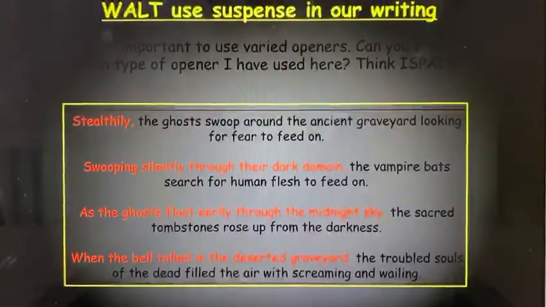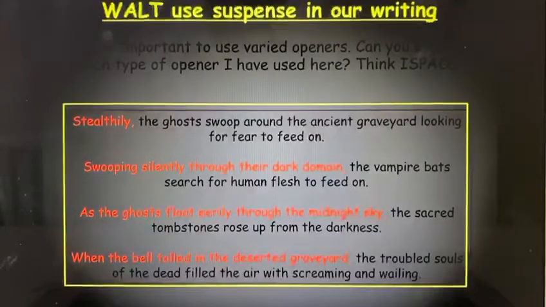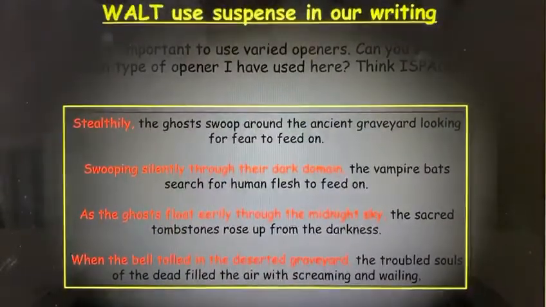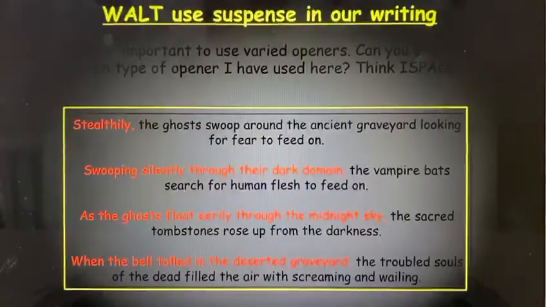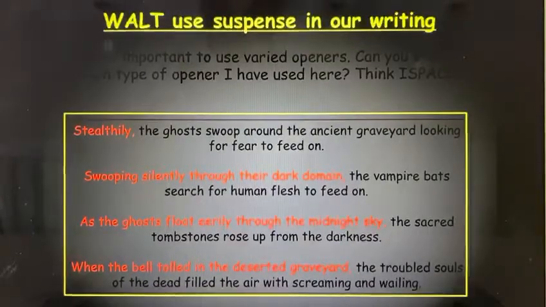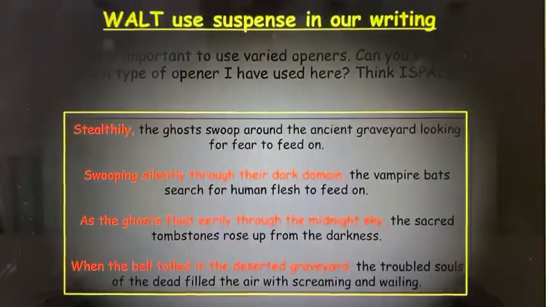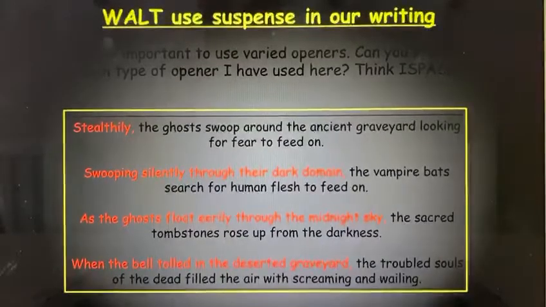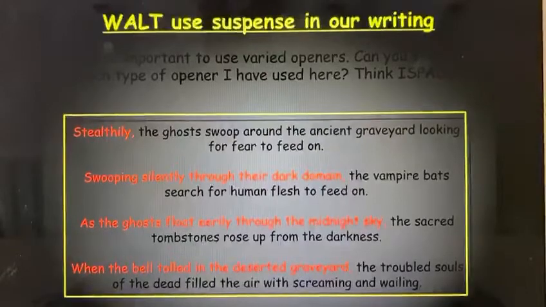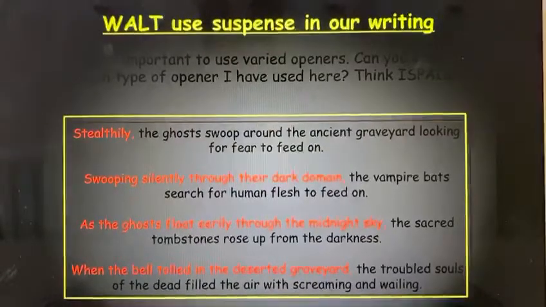So it is important to use varied openers in our story writing. When you're planning your writing and when you're actually writing, try and think about these different things. So the first thing is the openers that we're going to focus on. And I've written some sentences here. I want you to think, can you spot which type of opener I've used here? Think about the I space, so your ing, your similes, prepositions, adverb, conjunction and ed openers.